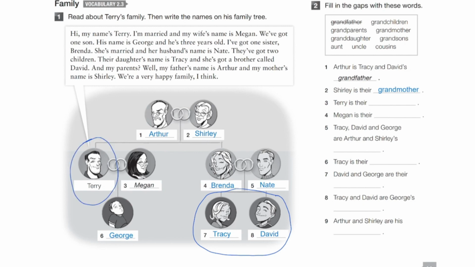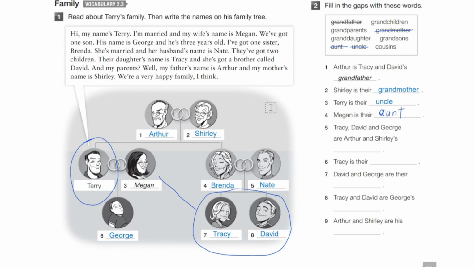So the relationship is going to be uncle. Terry is going to be uncle for them. Tracy is niece. David is nephew for Terry. And Terry is uncle for them. Right? So Terry is their uncle. Okay, we're going to write uncle. So as you can see, uncle is gone, so we can just cross it. And grandmother is gone. Great. Megan is there. So Terry is uncle, so Megan is going to be aunt for them. So aunt is gone. So we're going to write aunt here.